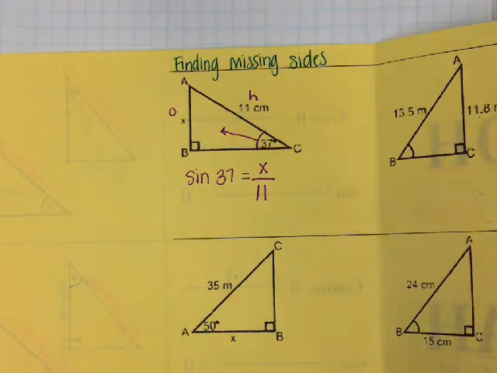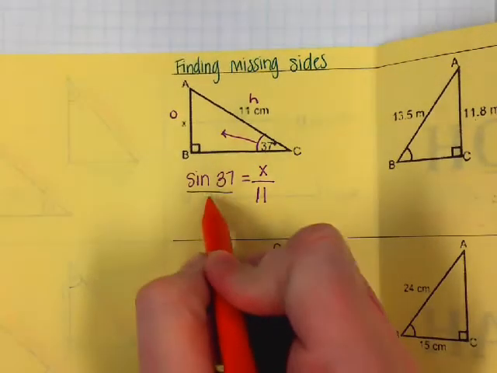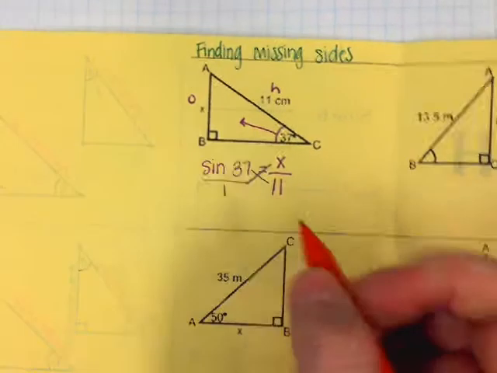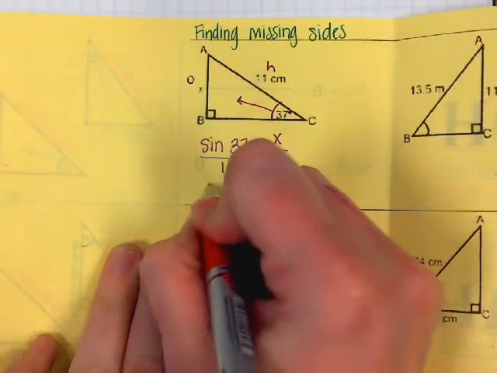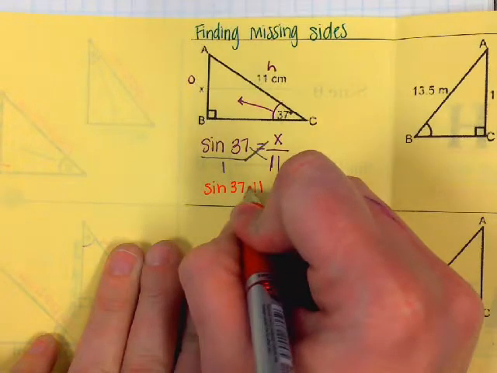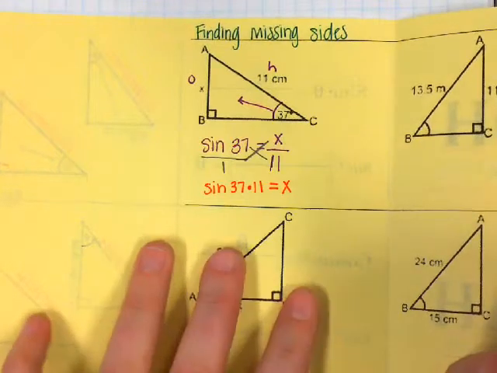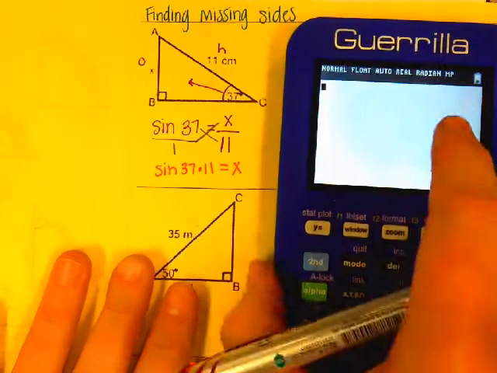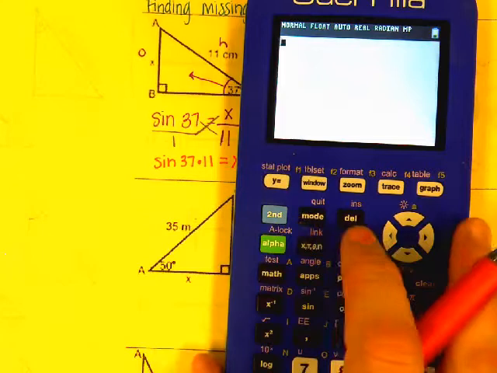Now, hopefully you guys have been doing this stuff, but I'm still going to review it real quick. In order to do this, you need to do over 1, and we're going to cross multiply. I put this over 1 so that we could cross multiply. So then it would be sine of 37 times 11 is equal to x times 1, which is just x. Now, your calculator will do this for you. There is just a step that we always have to do.